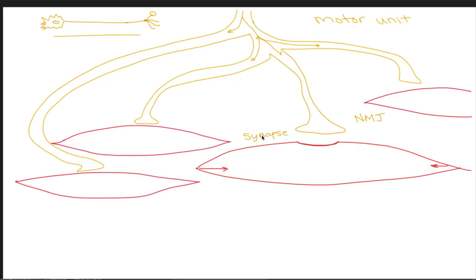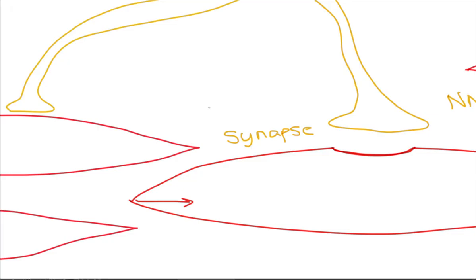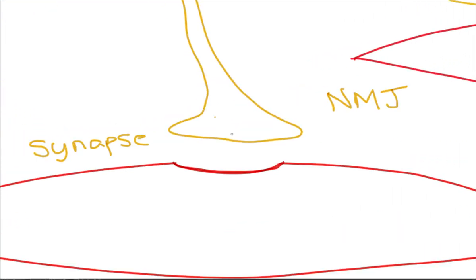Okay, so we're going to close in a little bit on this one so we can see the synapse a little bit better. And on the motor end plate, which is this sort of thicker line over here, there are actually some special receptors that stick up. And these receptors are specialized to bind to the chemicals that are stored inside the terminal end of the neuron.